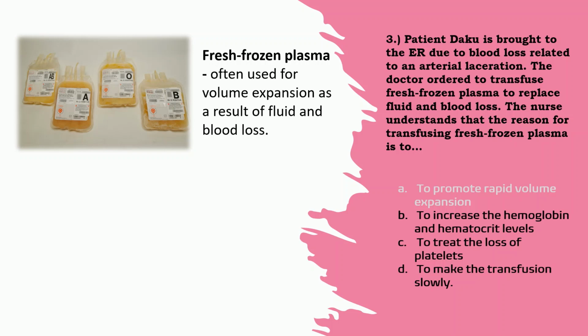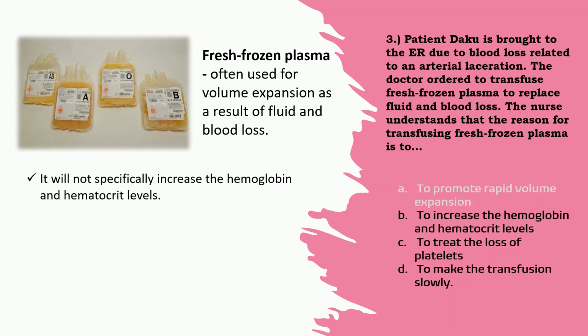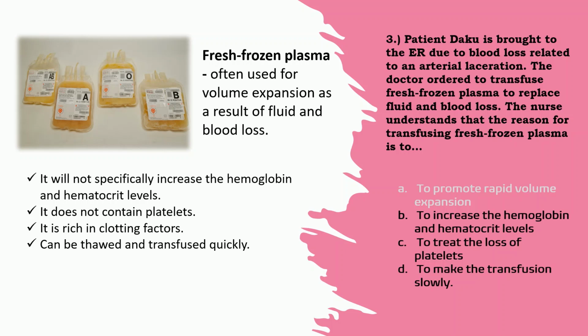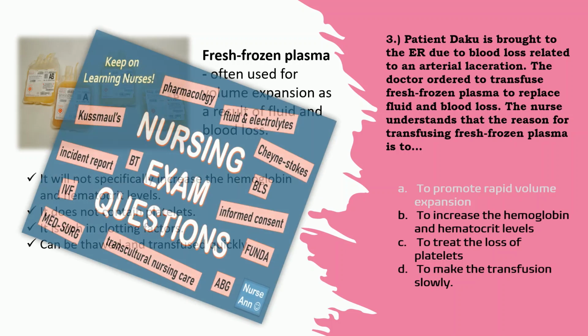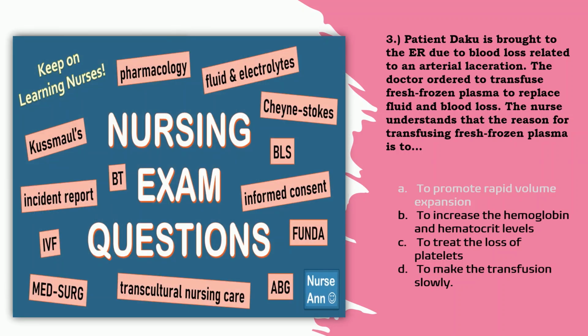Fresh frozen plasma is often used for volume expansion as a result of fluid and blood loss. It will not specifically increase the hemoglobin and hematocrit levels. It does not contain platelets, so it is not used to treat any type of low platelet count disorder. It is rich in clotting factors and can be thawed and transfused quickly. If you want to learn more about blood transfusion, you can also check our video here.